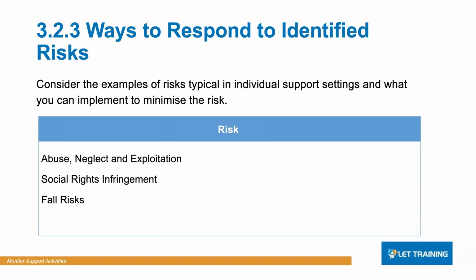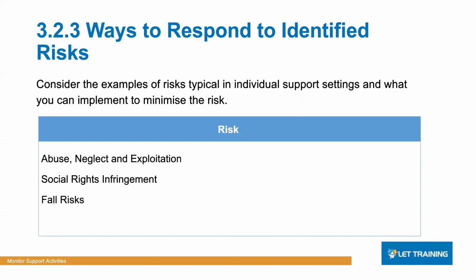Ways to respond to identified risks. Consider the examples of risks of typical individual support settings and what you can implement to minimize the risk. So, abuse, neglect, and exploitation. Watch out for indicators of abuse and neglect, for example, unexplained bruises, missing jewelry or cash, etc. Follow organizational policies and procedures in reporting and documenting suspected abuse and/or neglect.